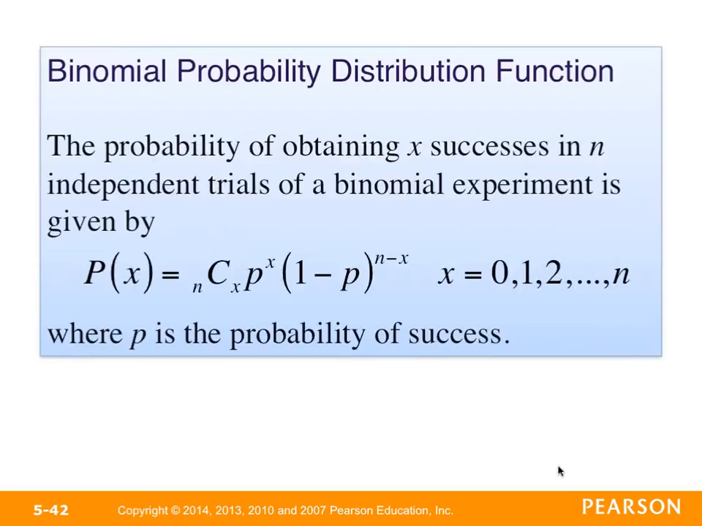Okay, so the probability of obtaining X successes in N independent trials is given by this formula here. So we have P of X, that's our probability, is equal to NCX. Now this you should be familiar with from chapter 5. Okay, this is a combination. And then we have P to the X power and 1 minus P to the N minus X power. And again, we talked about X, the values for X before. They're going to be somewhere between 0 and N. And then P, just like it was before, is just the probability of success. So this 1 minus P here is actually your probability of failure.